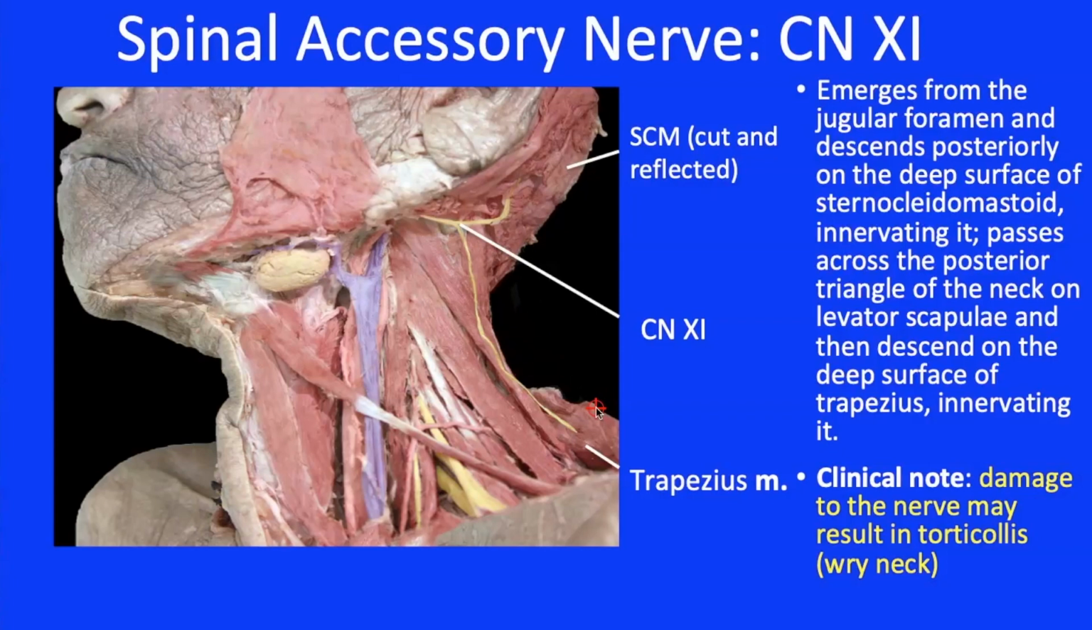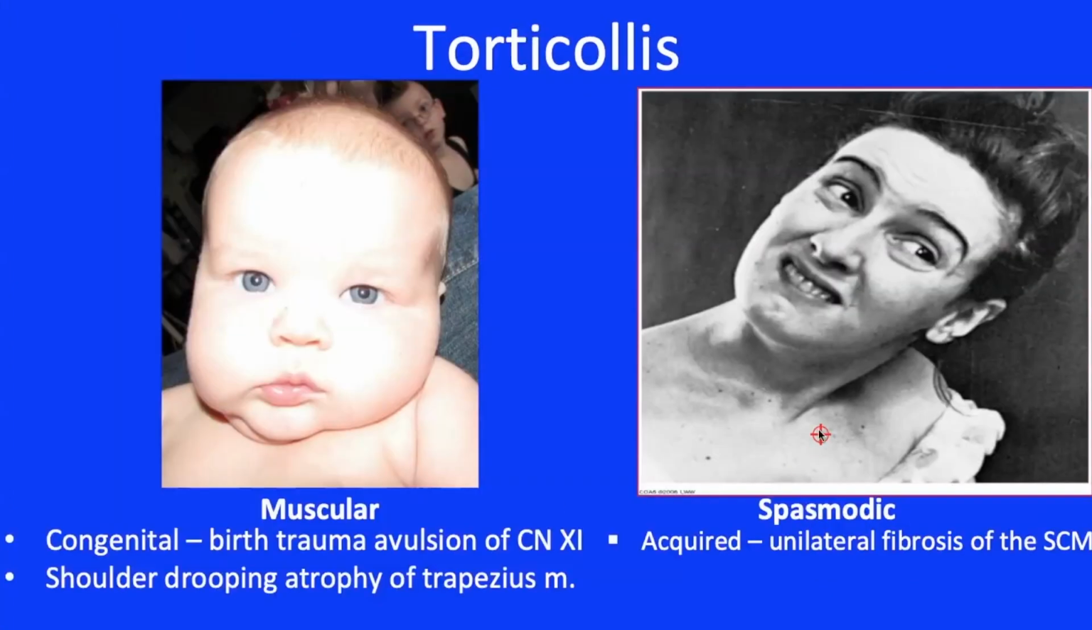Along with cranial nerves 9 and 10, the spinal accessory nerve, cranial nerve 11, also exits the cranium via the jugular foramen. This nerve is motor to the sternocleidomastoid, reflected here, and the trapezius. Injury to the nerve may result in the condition known as torticollis, in which the head is permanently turned to the side of the injury. Remember, the sternocleidomastoid turns the head to the contralateral side. In the baby, it is the left side that is damaged.